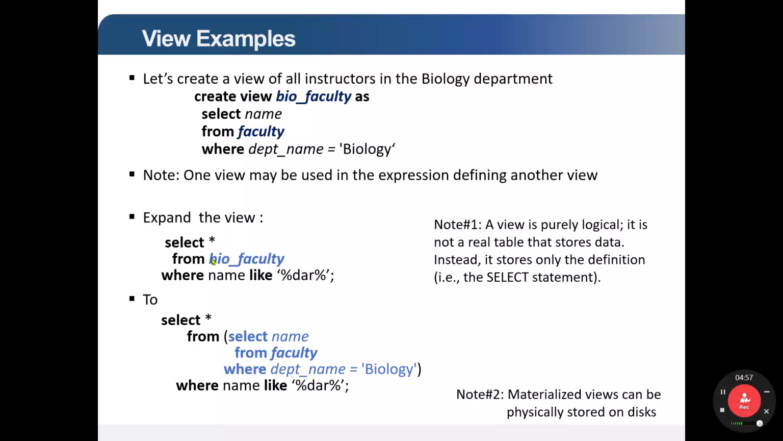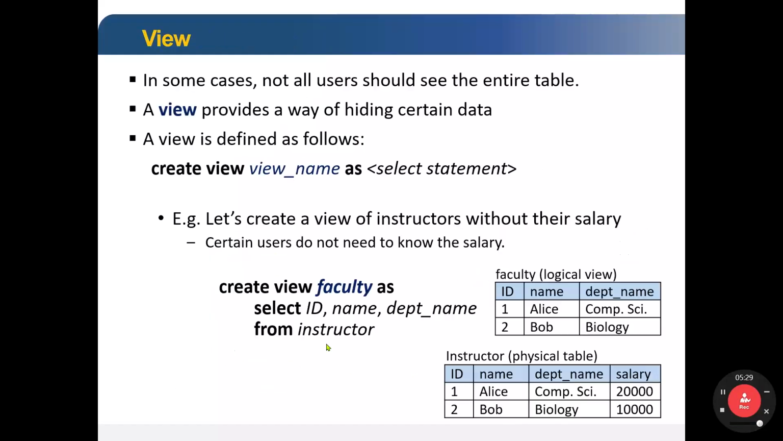So when you use this view in a query, what actually happens inside the DBMS is that bio faculty will be expanded into the view definition. The view definition is shown here. It is just a select query. So this view name will be replaced by this select query. And again, we have another view name inside this nested query. So this faculty view will also be replaced by the definition shown in the previous slide.